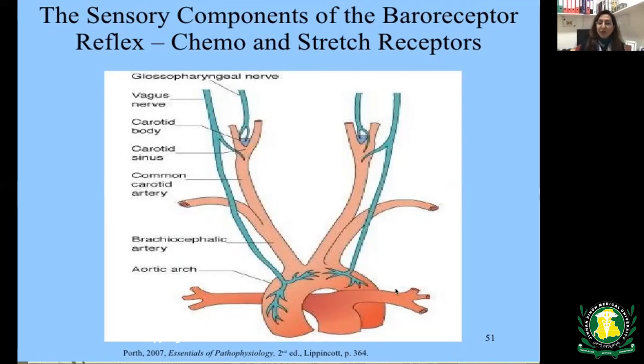This is a picture demonstration of the aortic arch and carotid artery. It's just a reminder that they do have chemo and baroreceptors responding to low and high blood pressure during the stress period in labor.